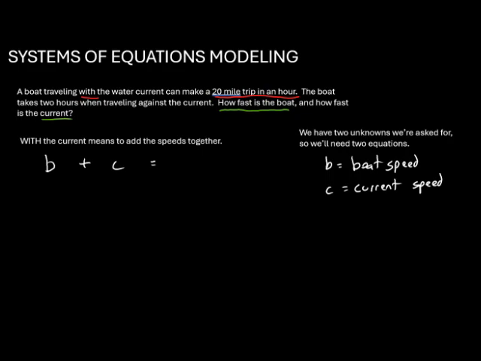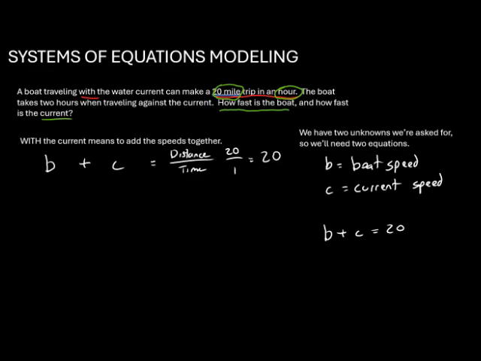Now that speed they've told us in this question is a 20-mile trip in an hour. So our speed will be 20 miles in 1 hour. To get the speed, we'll take the distance over the time. That distance is 20 miles and the time is 1 hour. If we take 20 over 1, we'll get 20. So our first equation will be B plus C equals 20.